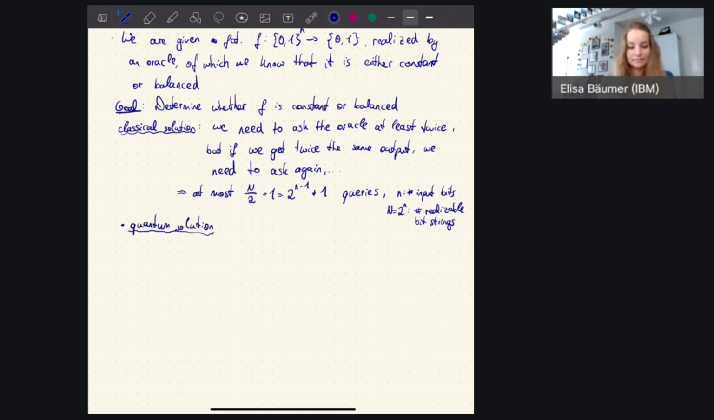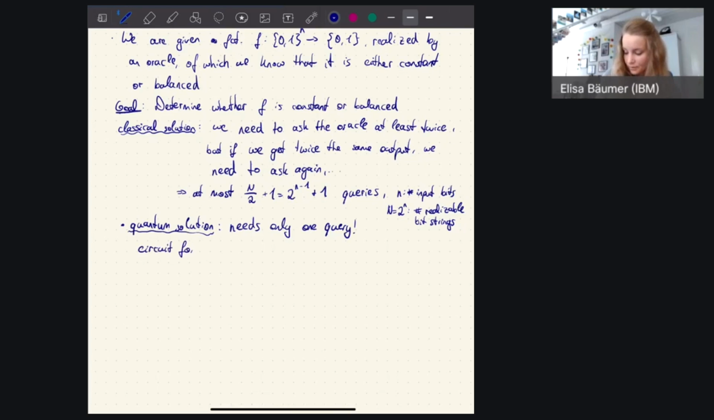But okay, let's talk about the quantum solution. The quantum solution in any case needs only exactly one query. And the reason for that is that we can actually use what we discovered yesterday, the so-called superposition.